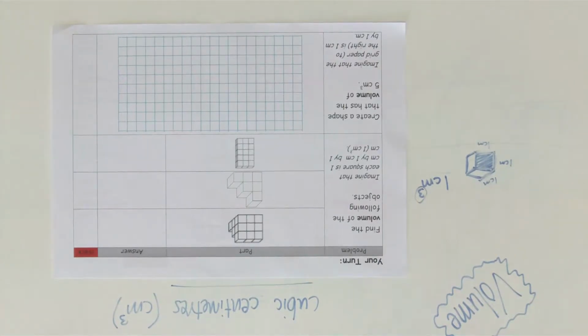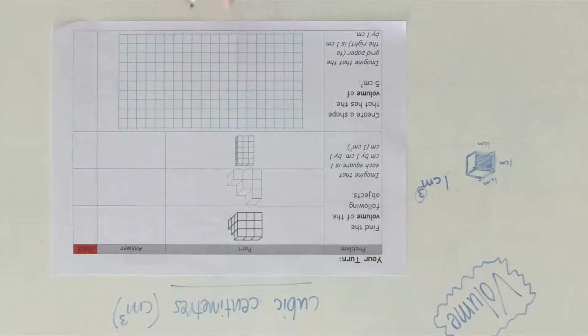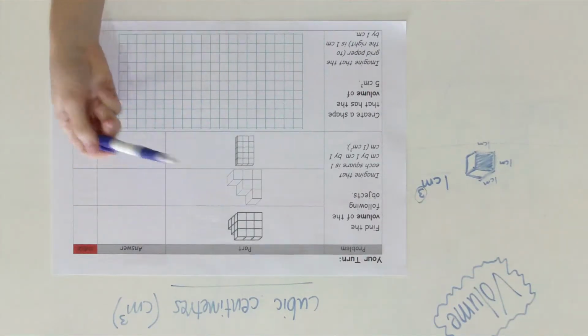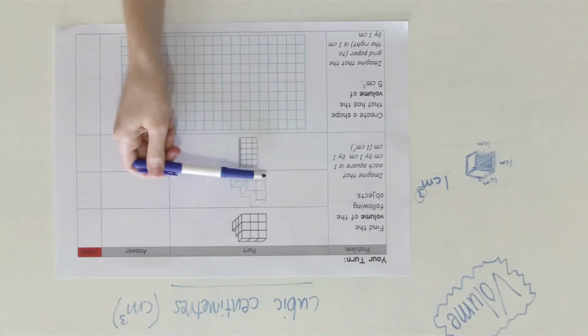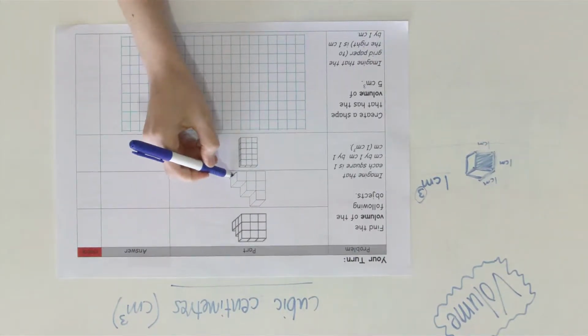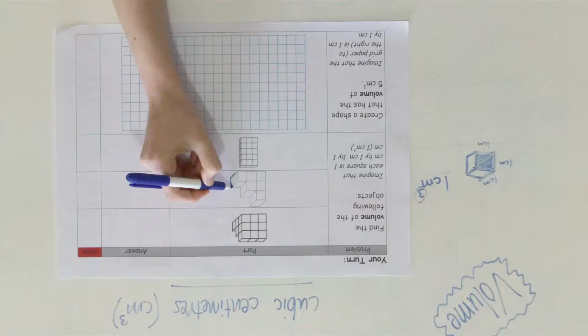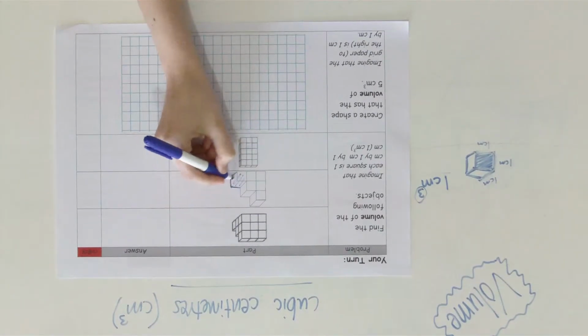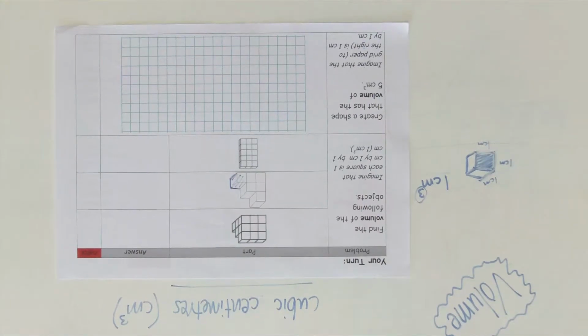Now it's your turn. This is your homework sheet. So first one is find the volume of the following objects. Imagine that each of the squares are 1 centimeter by 1 centimeter and then by 1 centimeter. So 1 centimeter by 1 centimeter by 1 centimeter. So that would make each of them a cube. So this one here is 1 cube, or 1 cubic centimeter.